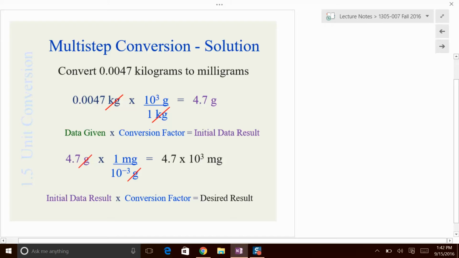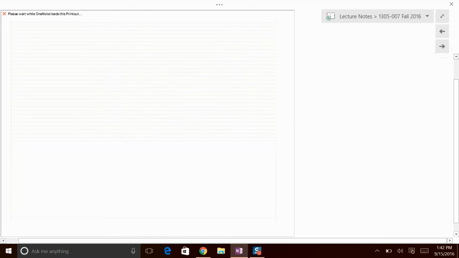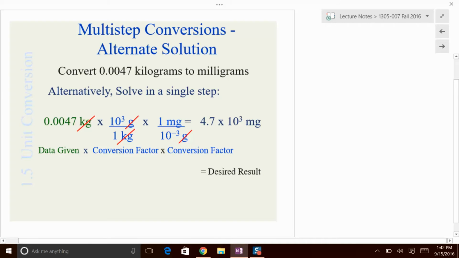So here they're doing it obviously in those 2 steps. Kilograms to grams, and then grams to milligrams. And you get 4.7 times 10 to the 3rd milligrams as your answer. They're saying alternatively you could have done it in one equation, where you take kilograms to grams to milligrams like I showed you, and you could set that up in that way, as long as you're using everything correctly.